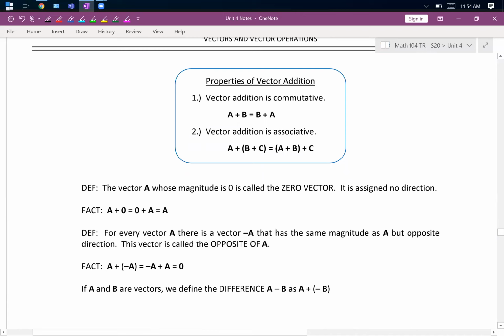The vector whose magnitude is 0 is called the zero vector, and it is assigned no direction. It is a fact, if you take a vector and add the 0 vector to it, you get that original vector back. That's the same as our additive identity in real numbers. Any number plus 0 is that number.